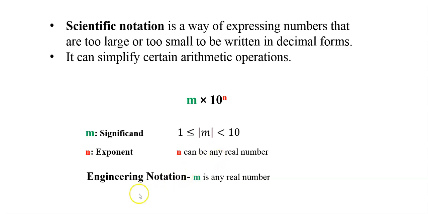We also have engineering notation, which is similar to scientific notation. The only difference is that m can be any number and it doesn't have to be between 1 and 10. In following slides, I'm going to give you more examples of scientific and engineering notation.